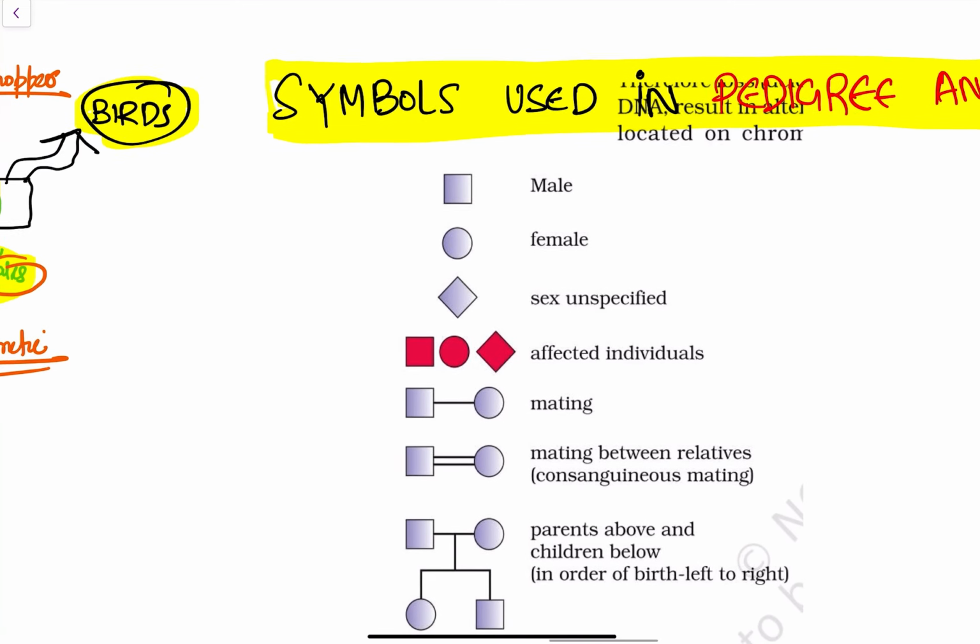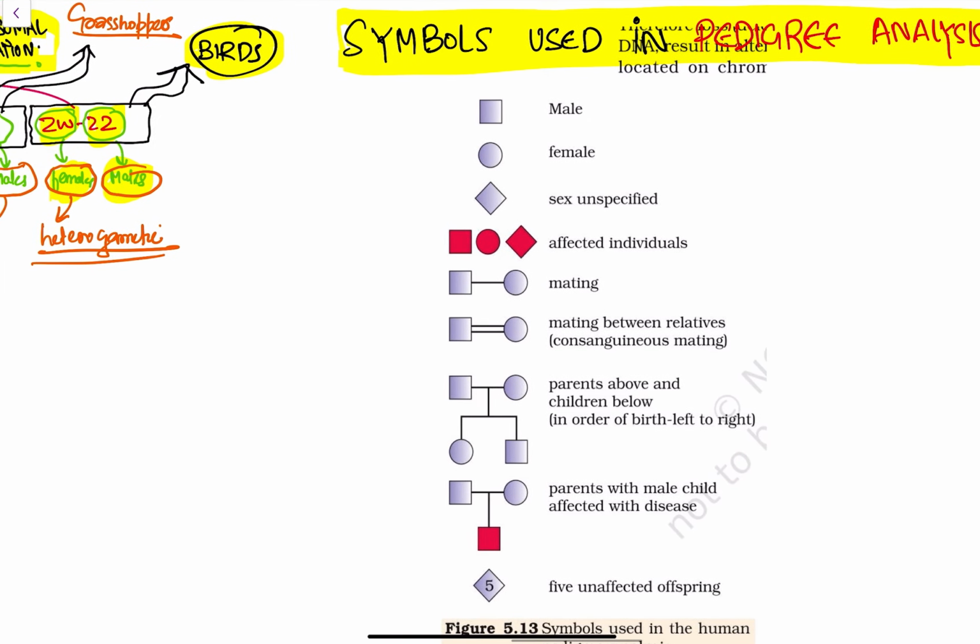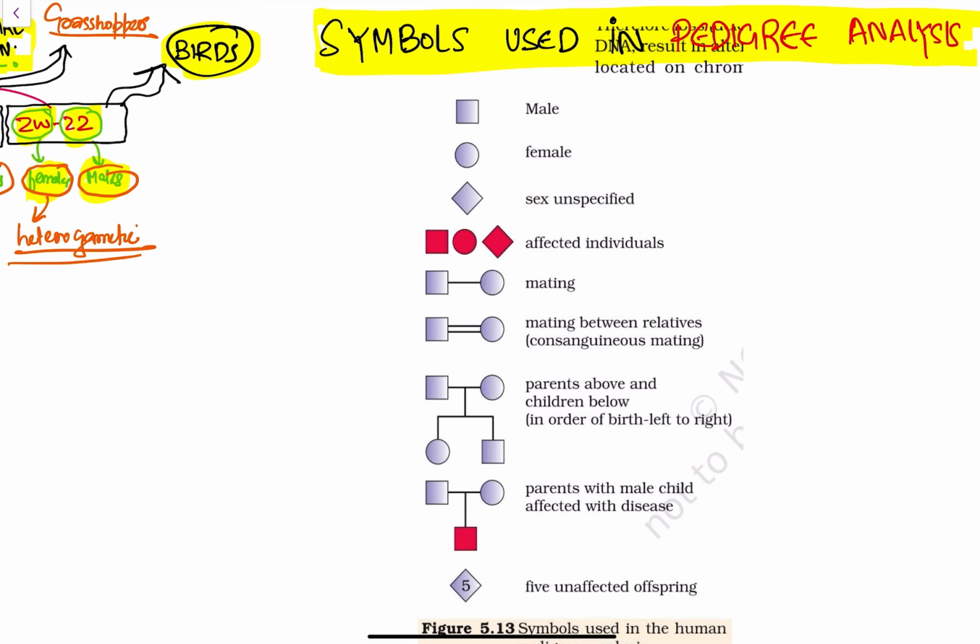Okay. Then next I have taken these symbols used in pedigree analysis. Very important, these can be asked. You have the males, which are represented by square, females which are represented by circle, and unspecified gender, which is represented by this rhombus like figure. And whenever the individuals are affected, you shade them with red color or any other color. And whenever you have to show the mating, you draw a line between the male and female. Whenever you have to show the consanguineous mating or the mating between close relatives, you show this by a double line. This has been asked.